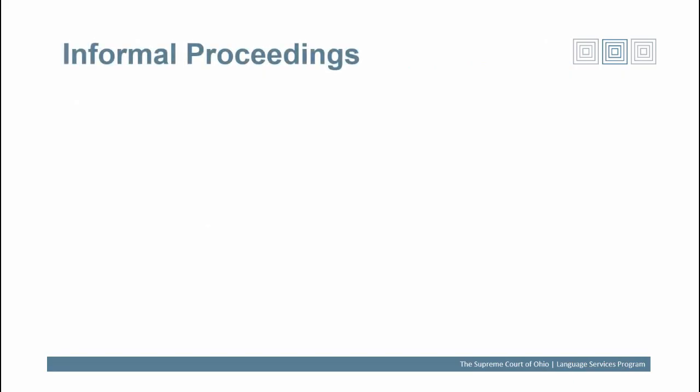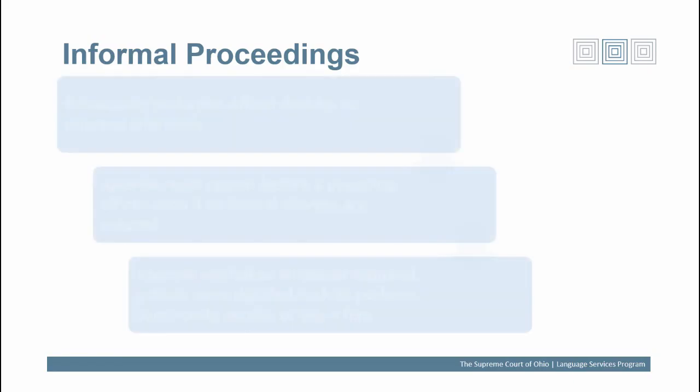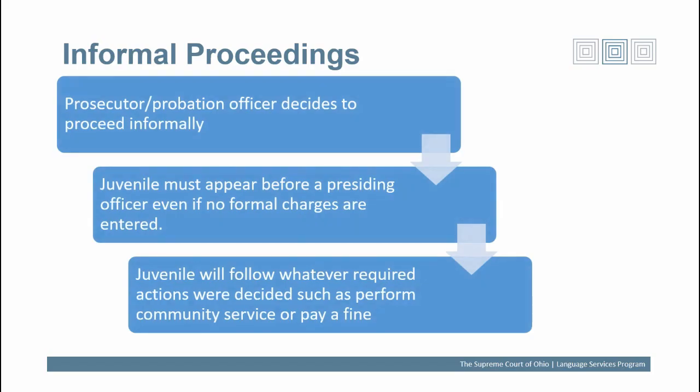If the decision is to proceed informally, and the prosecutor or the probation officer is the one who makes that decision, the juvenile must appear before a presiding officer even if no formal charges are entered. The juvenile will follow whatever required actions were decided, such as perform community service or pay a fine. If abuse or neglect is suspected, the judge may initiate a separate process.